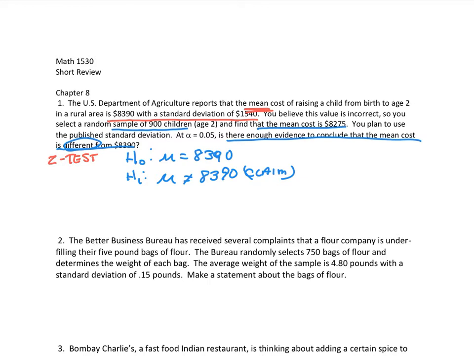Now I want to go to the Z test in my calculator. The 83.90 goes in for my null hypothesis. The standard deviation is the 1540 and it's a population standard deviation. My sample mean is 82.75 and my sample size is 900. I make sure that not equal to is selected for my alternate hypothesis, and then I tell it to calculate. I compute a p-value of 0.025.